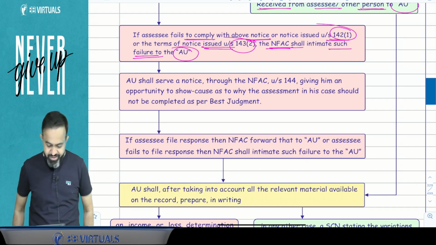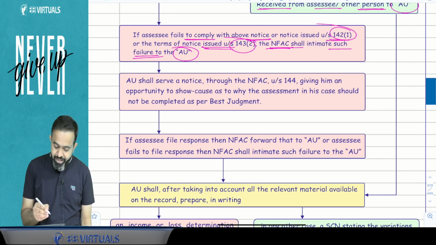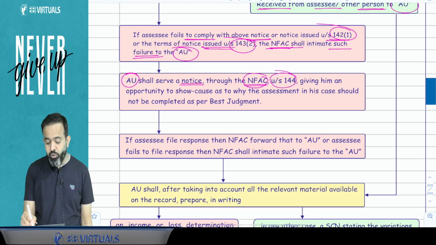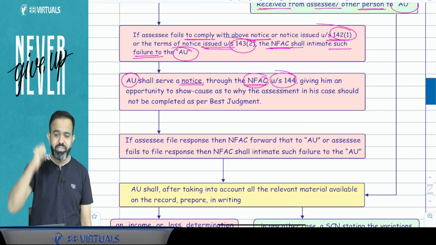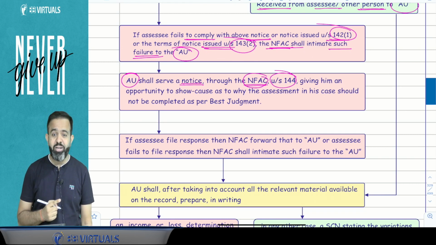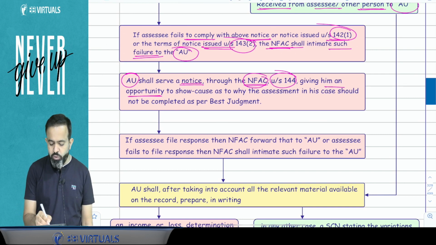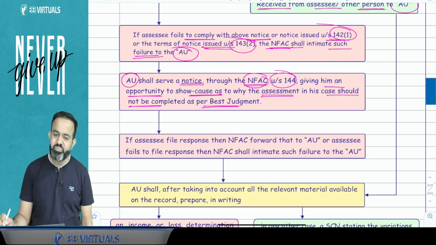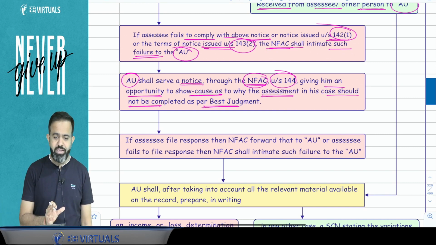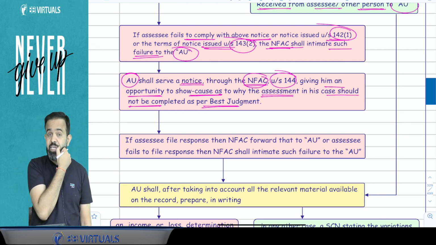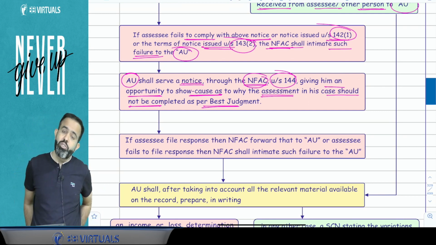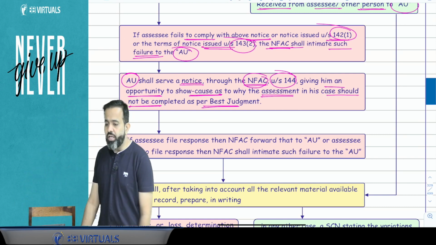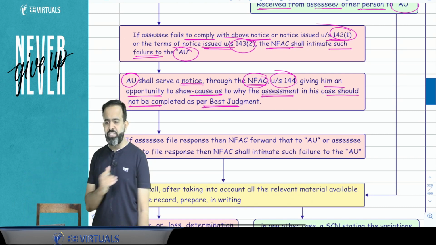Now what will they do? If the assessee is not replying, then the assessment unit, that is AU, shall serve a notice through the NFAC under section 144, for best judgment assessment, because the assessee is not cooperating here. Then AU shall serve a notice through the NFAC under section 144, giving him an opportunity to show cause as to why the assessment in his case should not be completed as per the best judgment. Means here the assessment unit will make one notice and they will send it to the NFAC. NFAC will communicate to the assessee, and in that notice they mention that okay, we have issued you some notice, you are not replying to that notice, why your assessment should not be completed as per the best judgment assessment.